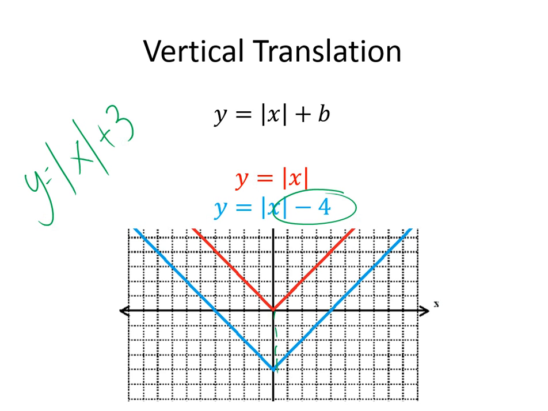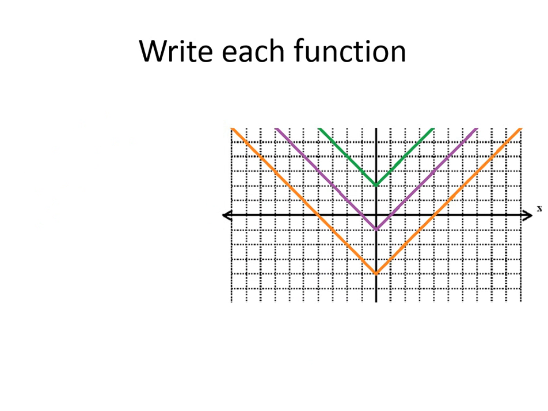Vertical, you tack it on outside the absolute. So let's look at this one. Your green one is the first one, and as we see, it is shifted up by 2. So that means we would say it would be y equals the absolute value of x plus 2. The next one would be the purple one. You see we've shifted down, so it would be y equals the absolute value of x minus 1. Okay, it's only shifted down 1. And the last one, we see it shifted down 1, 2, 3, 4. The orange one shifted down 4, so it'd be minus 4 at the end.